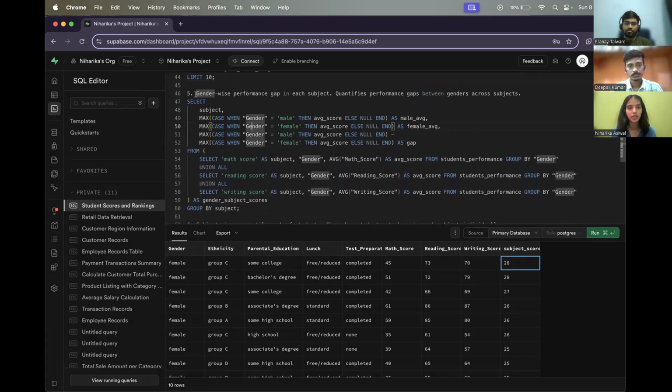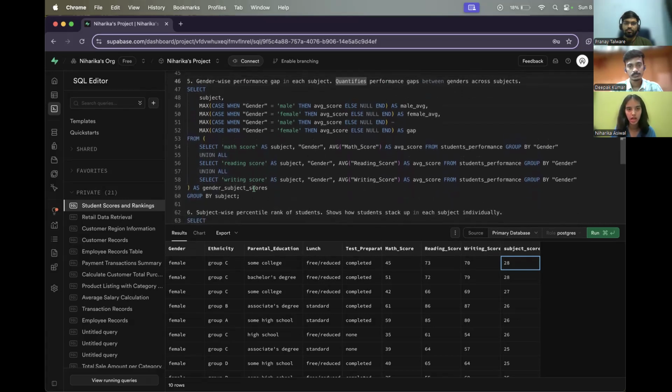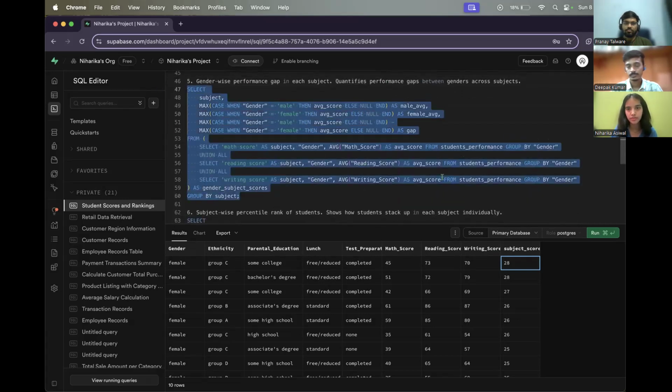The next query that I picked was gender-wise performance in each subject. It quantifies performance gaps between genders across subjects. Let me just run this.